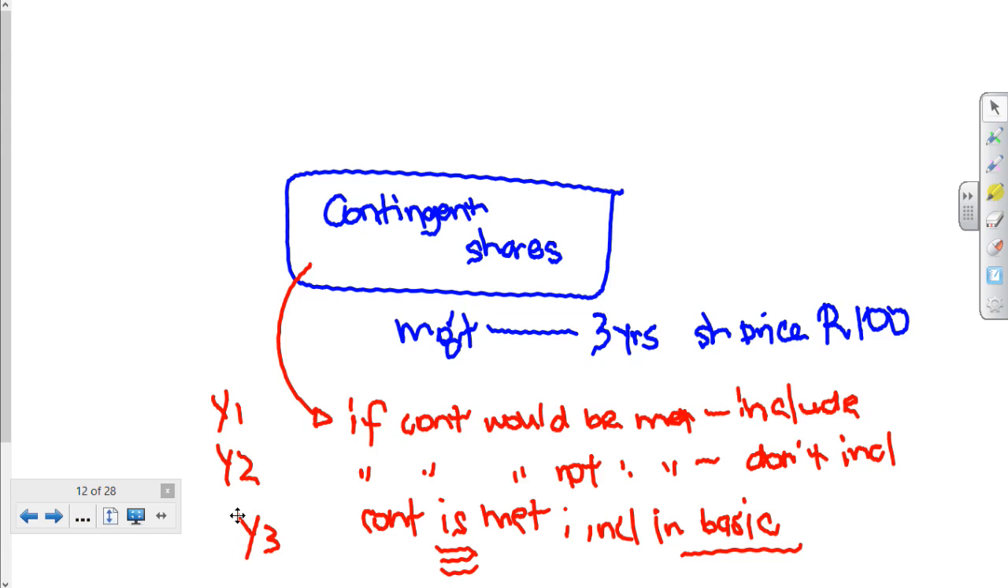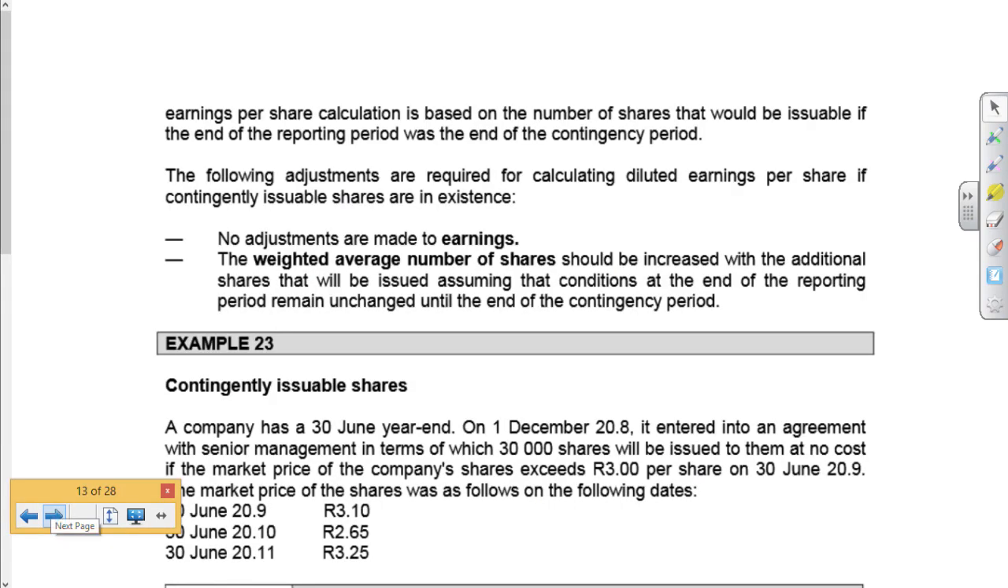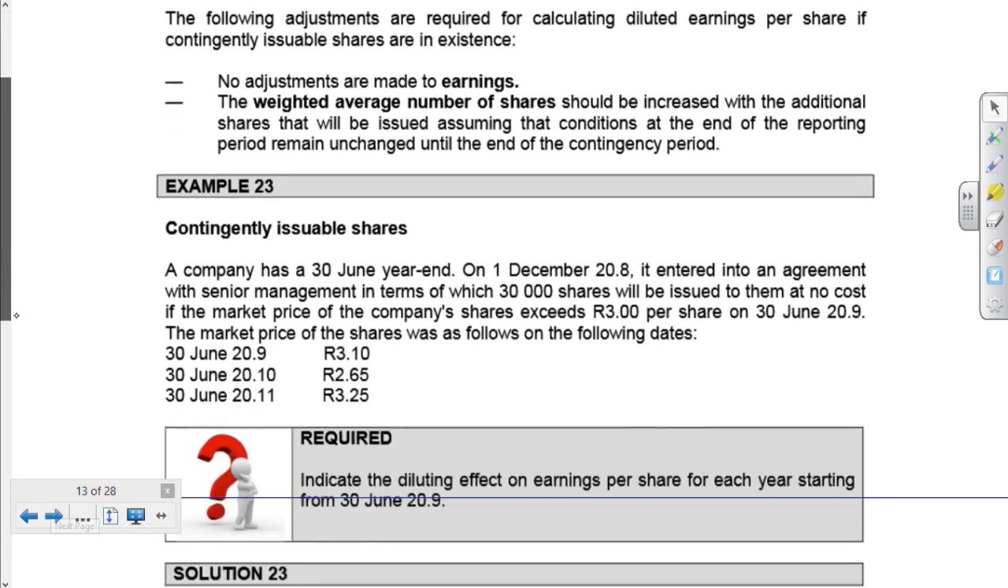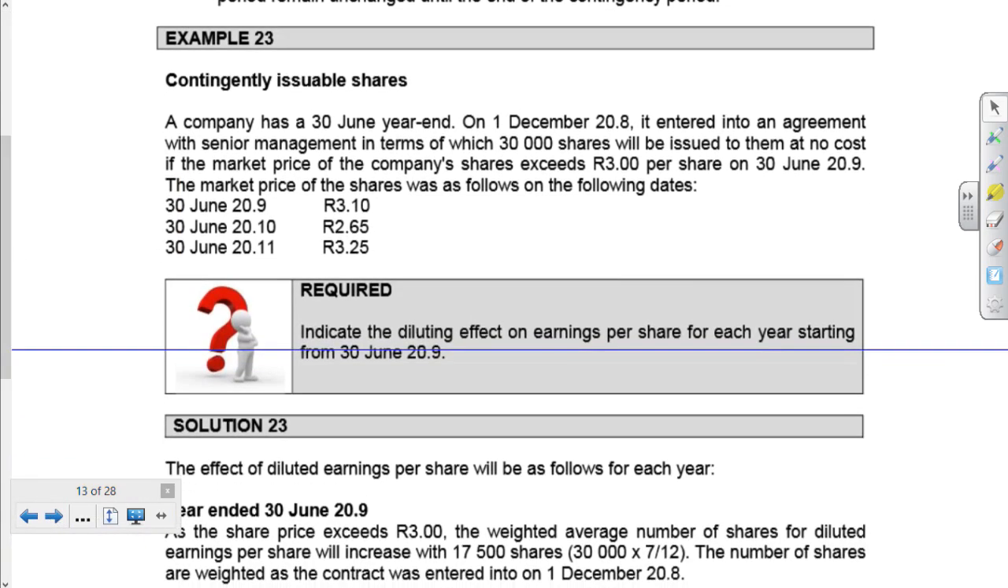Okay. The example, I think, is almost identical to this one. But I've seen one also where it's a customer and it's based on volumes of sales and not on share price. So the company has a 30 June year end. It entered into an agreement with senior management. They will give them 30,000 shares if the market price exceeds 3 Rand on the 30th of June, 2009. The market price of the shares at the following date. No, those dates must be wrong, right? Anyway. Because how can they give us 1911 if that was 09? I don't think so. So let's assume that that date's not right.